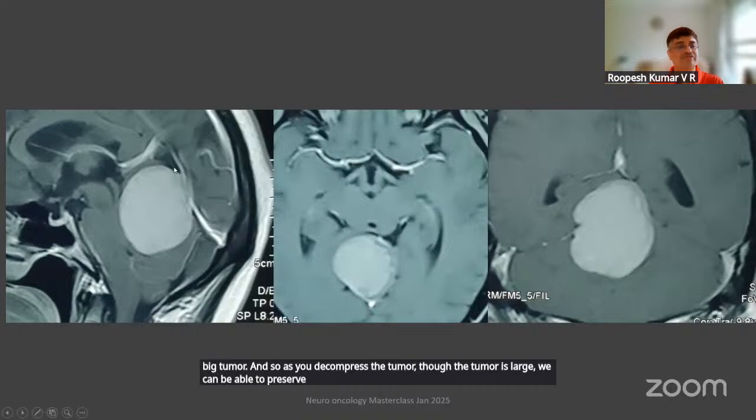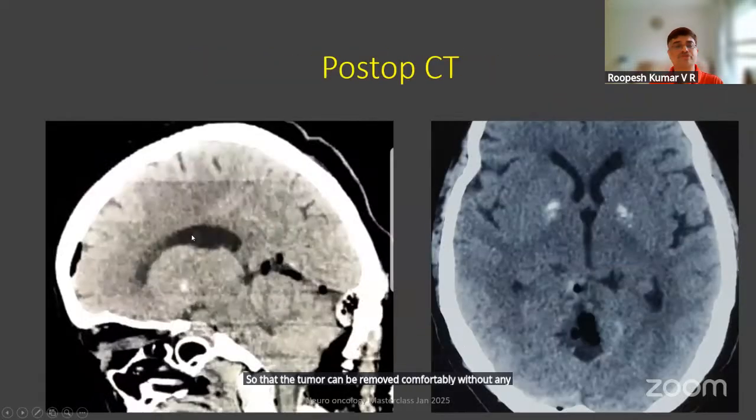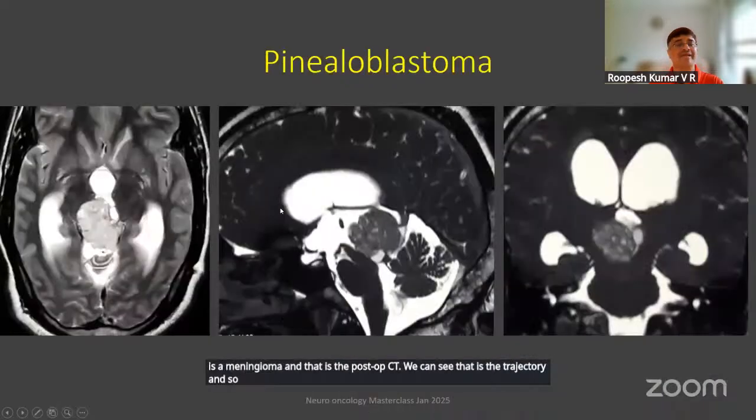And as we go supracerebellar, we'll be able to devascularize the tumor also, so that the tumor can be removed comfortably without any major issues. So this is a meningioma, and that is the post-op CT. We can see that is the trajectory, and so we can go ahead.